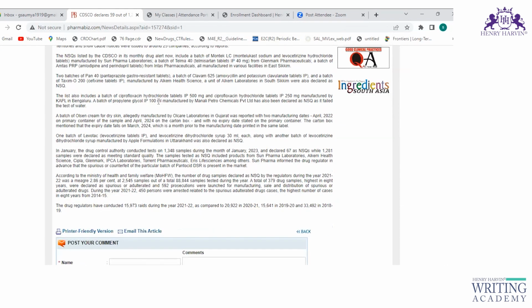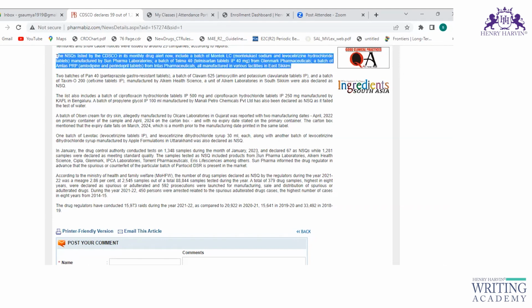Now, the NSQs listed by the CDSCO in its monthly drug alert now include a batch of Montec LC, which is Montelukast sodium and levocetirizine hydrochloride tablets manufactured by Sun Pharma Laboratories, a batch of Telma 40, which is telmisartan tablets IP 40 mg from Glenmark Pharmaceuticals, and a batch of Antras PRP, which is amlodipine and perindopril tablets from Intas Pharmaceuticals, all manufactured in various facilities of East Sikkim.